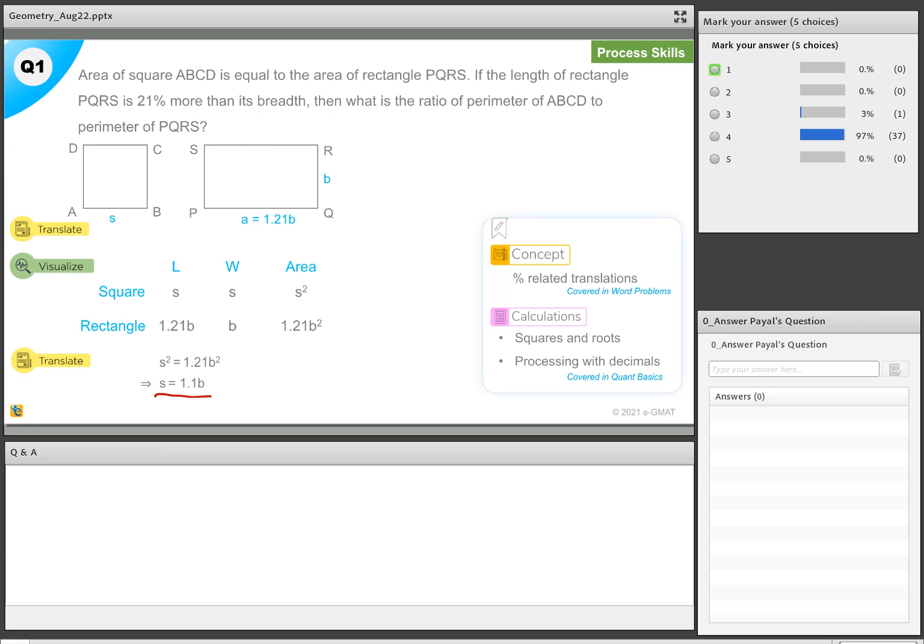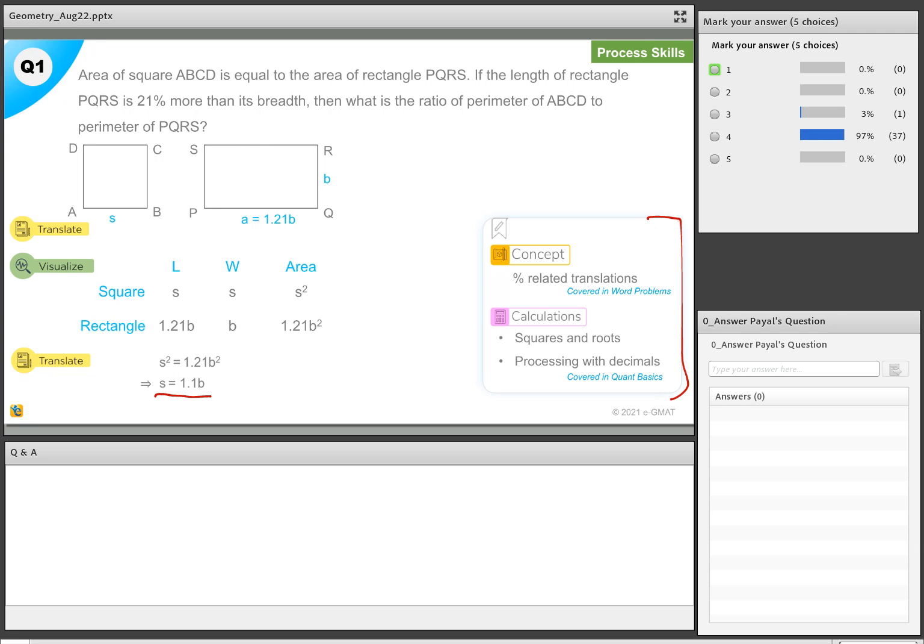Okay, now that we have learned this, all of this you can find in the Quant Basics and the Word Problems course. How can you translate a piece of information? How can you process or manipulate the different numbers that you get in questions? All of this is already there in the course. If you have not gone through these files, please do so.